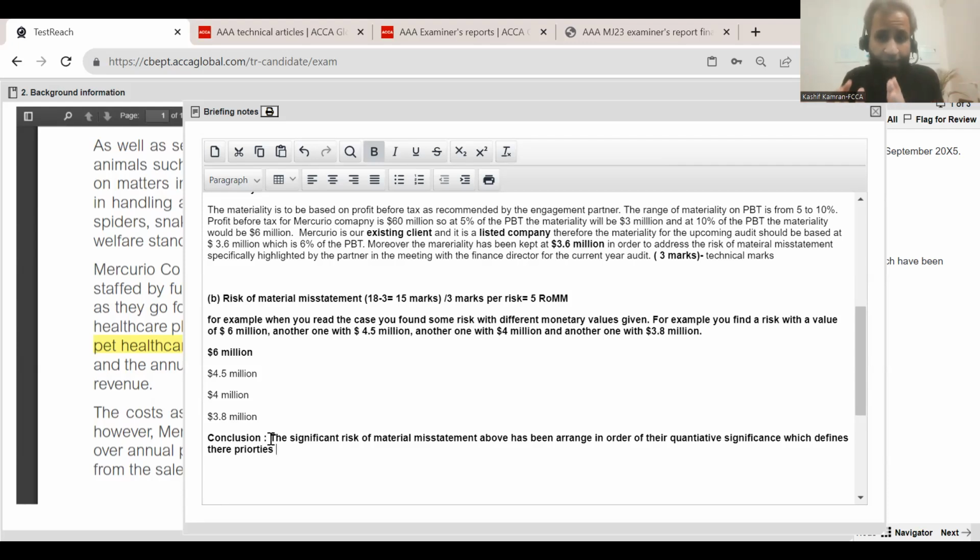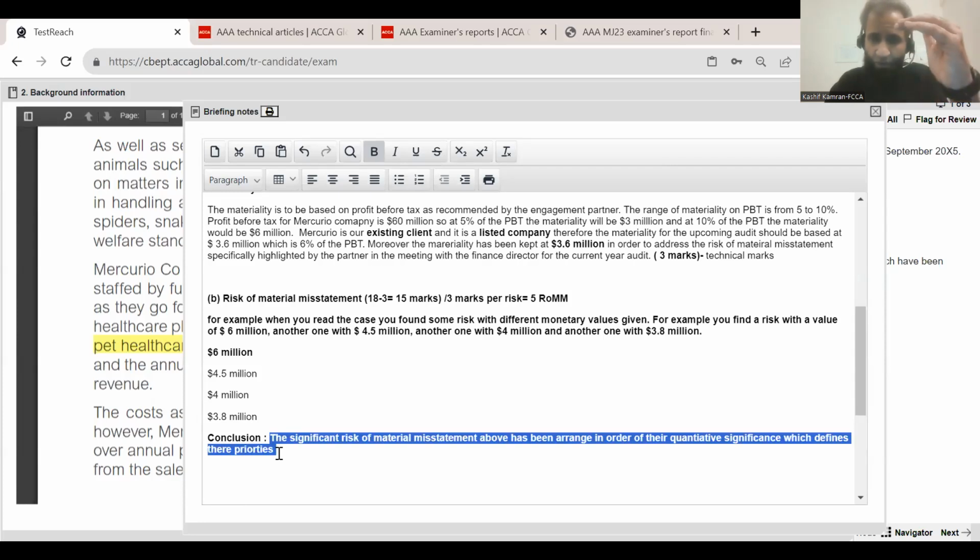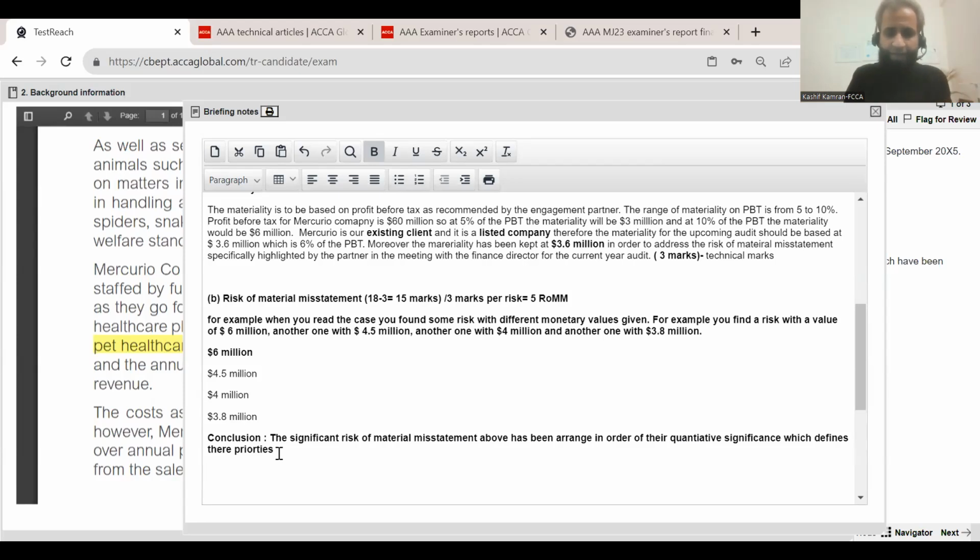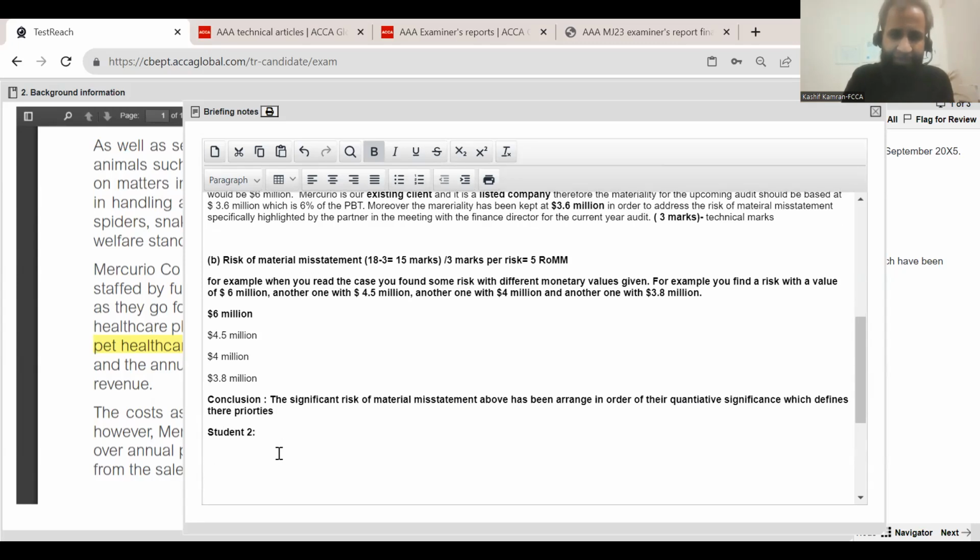Secondly, if you are not arranging the risks in the order of priority, 6, 4.5, 4, and 3.8, then you cannot give this conclusion, because this conclusion is telling us that the risks above have been arranged in order of their quantitative significance, which defines their priorities. But suppose a student number 2 is doing the risks in the order in which they're coming in the exam paper. For example, he first found a risk in the case, order of case.